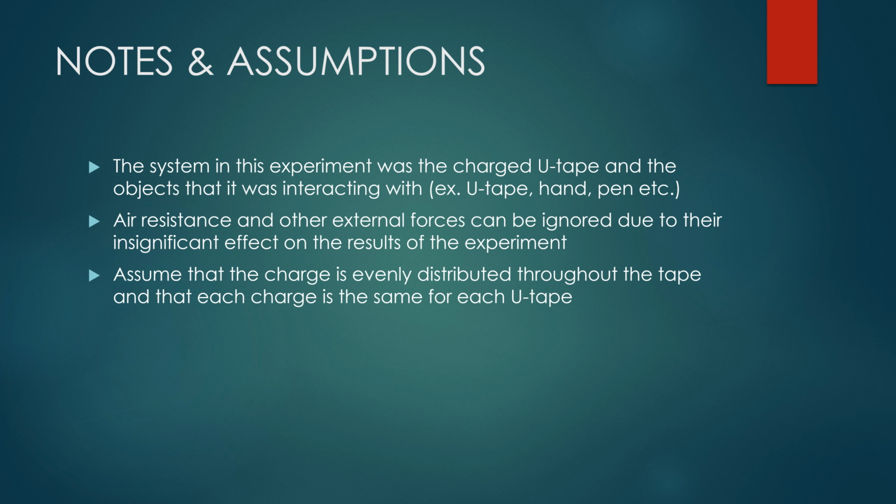Notes and assumptions. We define the system as the charged U-tape as well as whatever object is interacting with it. And then the surroundings would be the earth or any external forces. We also ignored things like air resistance and any other external forces because they had no significant effect on the results of the experiment. And then we also assumed that the charge is evenly distributed throughout the tape and that each charge was the same for each U-tape.